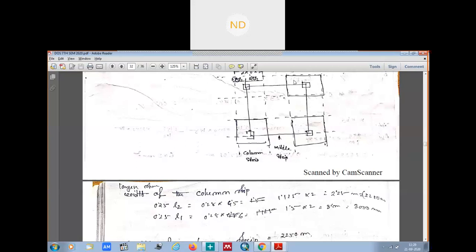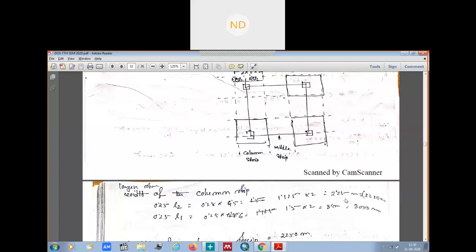So L2 we have calculated. We got the sides, this distance from center of the column till here, so into 2. So that gave you 2250. That means this entire thing from the center, from here to here, it is 2250. And again we have to calculate 0.25 L1. That means 0.25 into this distance, the longer distance, 6 meter, whichever is smaller of these two. So we have calculated that our 0.25 L2 is smaller, 2250.